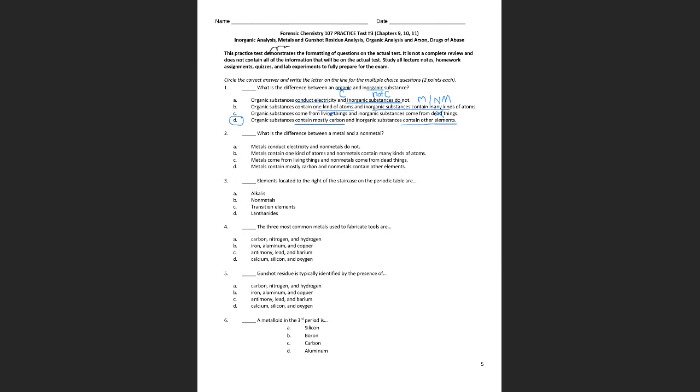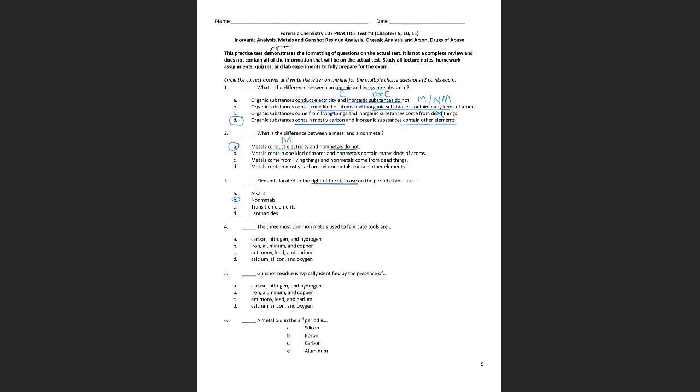Difference between a metal and a nonmetal, that is the conducting of electricity, which is metals, and then nonmetals do not. On your periodic table, to the right of the staircase, not bordering the staircase, but to the right of those elements that border the staircase would definitely be the nonmetals.